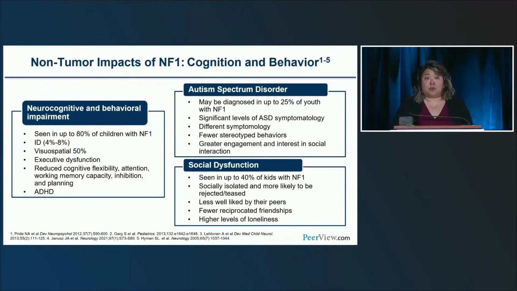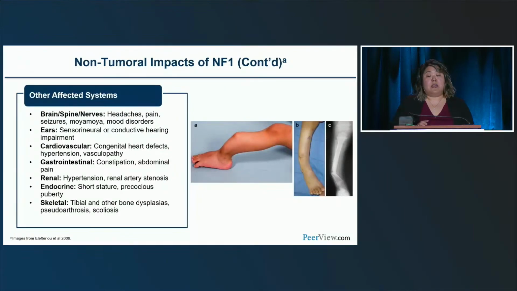I would be remiss to not mention the significant aspects of cognition and behavior that are affected in NF1, including up to 80% of children with NF1 having neurocognitive and behavioral impairment, up to 25% of kids with NF1 having autism spectrum disorder, and up to 40% of our kids with NF1 having social dysfunction. As I mentioned before, NF1 can affect from head to toe, and here is a summary of the multiple systems that can be affected with NF1 as well.